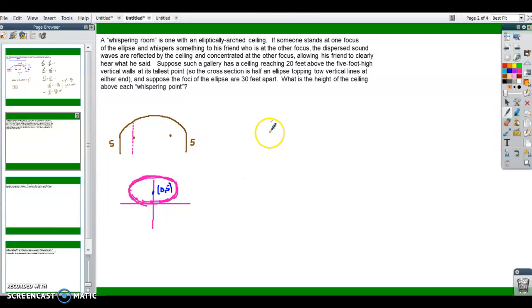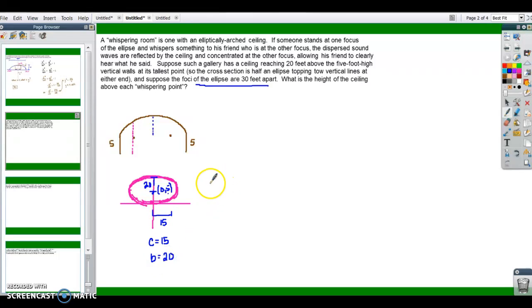Okay, and I know the distance between the foci is 30 feet. If the distance between the foci is 30 feet, then the distance from the center to one focus is 15 feet. So I know a couple pieces of information. I know that c is 15. I also know that my b value here is 20 because the height of my ceiling above the center at the highest point there is 20. Okay, so I know that b is 20.